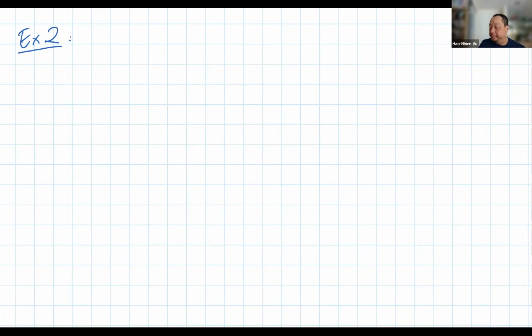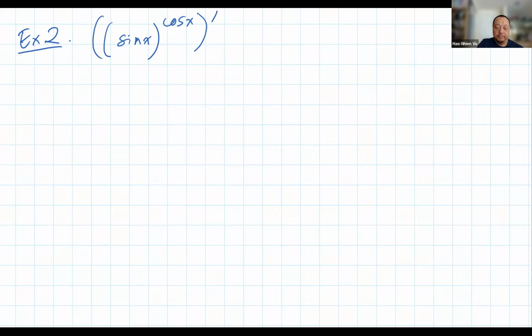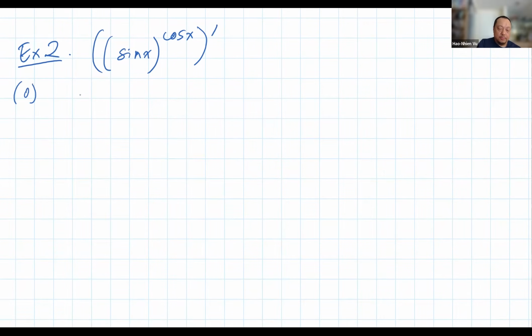Next example, let's do sine of x to the power cosine of x, prime. Step 0, let y equal this exponential.